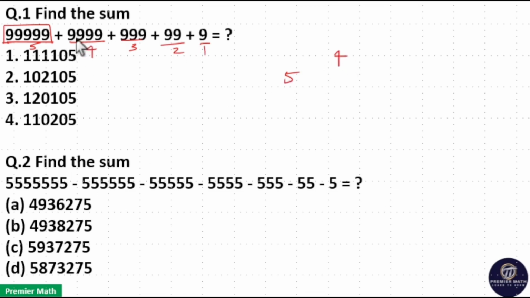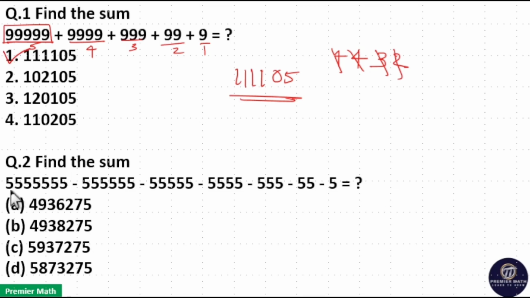Now take the second largest number, which is 9 repeated 4 times. So 9 into 4 is 36. 36 plus 4 is 40, remaining 4. Again 3 into 9 is 27. 27 plus 4 is equal to 31. 3 carry over. 2 into 9 is 18. 18 plus 3 is 21. 2 carry over. 1 into 9 is 9. 9 plus 2, 11. So your answer is 111105. Option 1 is your answer.